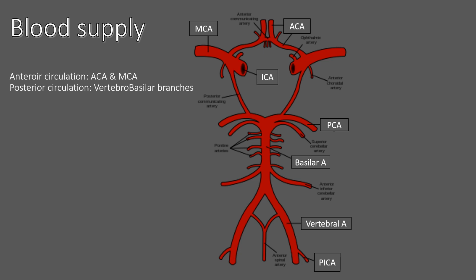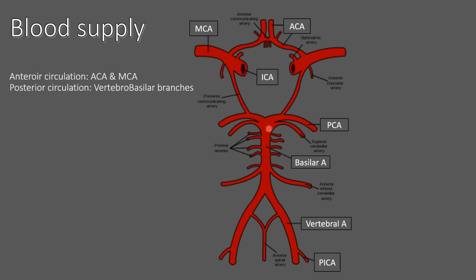Brain blood supply is derived from two main circulations: the anterior circulation and the posterior circulation. The anterior circulation is mainly derived from the internal carotid artery, giving two main branches to the brain: the middle cerebral artery and the anterior cerebral artery. The posterior circulation comes from the vertebrobasilar system and gives the brain multiple branches.